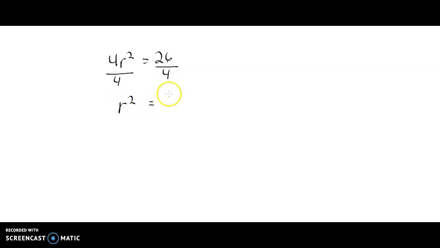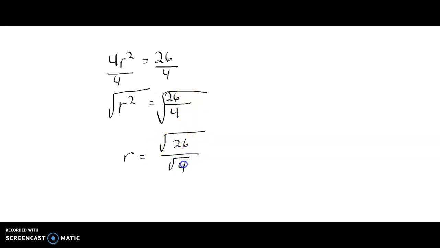And now I have 26 over 4. I'm going to go ahead and take the square root of both sides. And the reason for that is because while I could reduce this fraction, it would leave me with a root on the bottom. So I'm just going to leave it as is, take the square root of both sides. I get r is equal to the square root of 26 over the square root of 4.